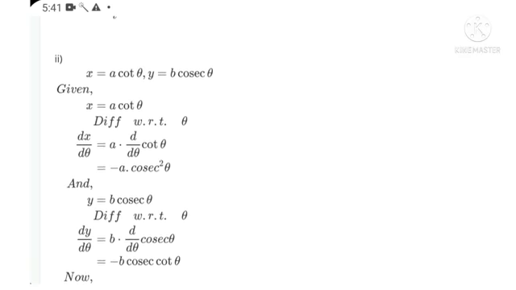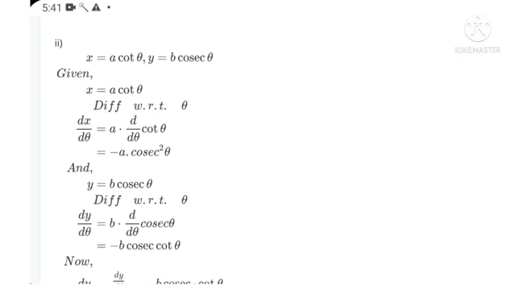Second one, if x is equal to a cot theta and y is equal to b cosec theta. Here x is a function of theta and y is a function of theta. So here theta is the parameter, not t. Okay. So we first find, from x is equal to a cot theta, dx upon d theta, and from y is equal to b cosec theta, dy upon d theta. So let's start first.